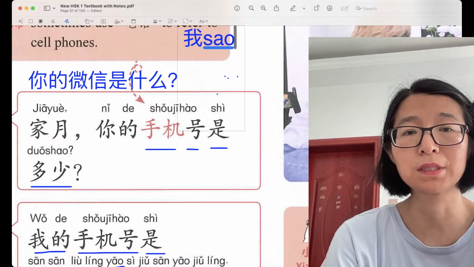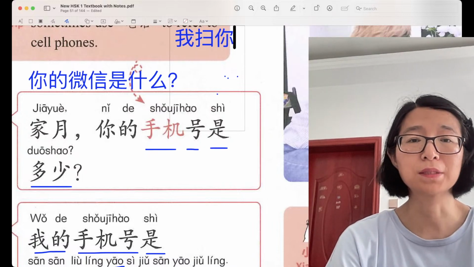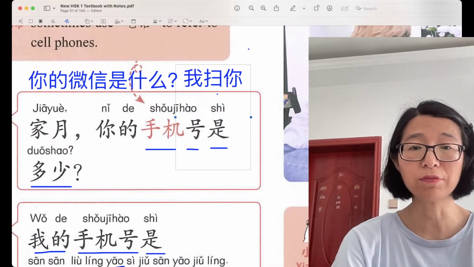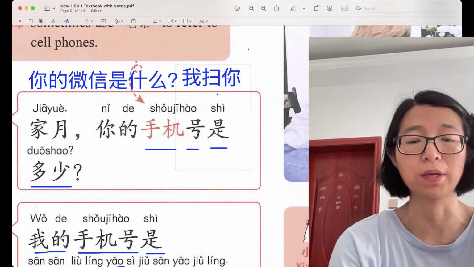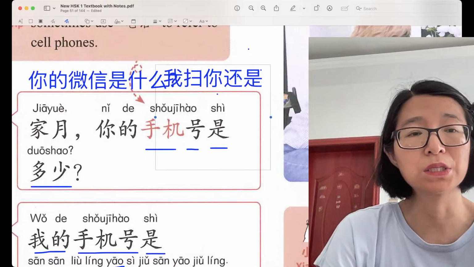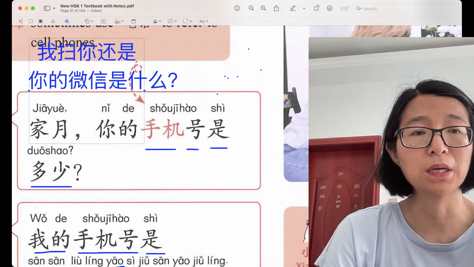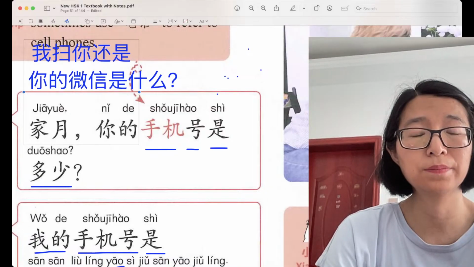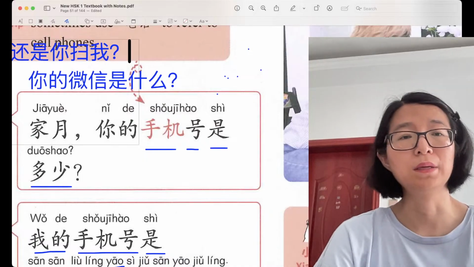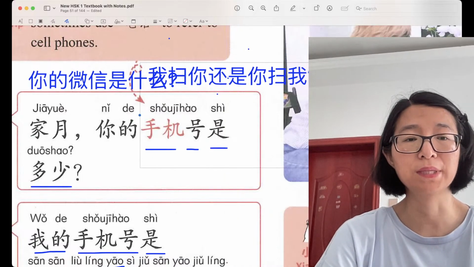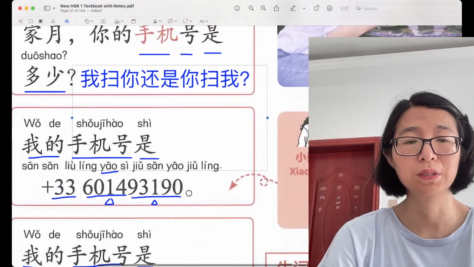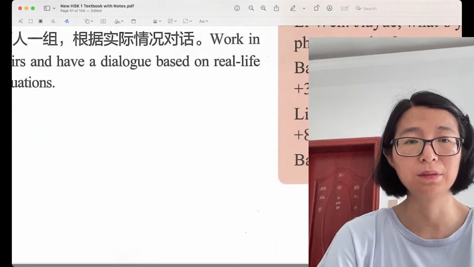扫, you know, right? 扫 means scan. 我扫你, which means I scan you. You can give an option, so it's like a question you can ask. 还是 means or. 还是我扫你，还是你扫我？ Okay, I scan you or you scan me. So that's something important.